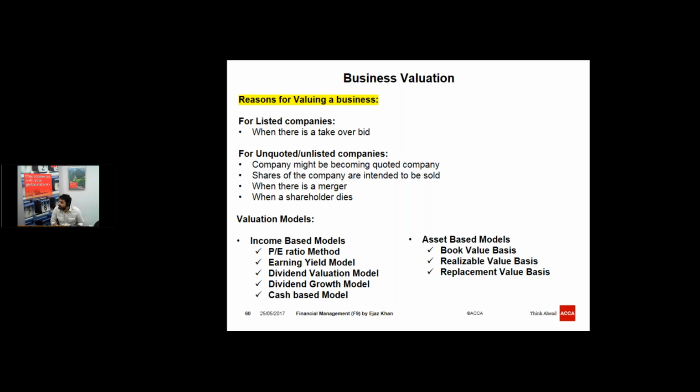Sir, is dividend policy tested? The dividend policy is part of business finance, the sources of finance, so it will be discussed there. Yes, it will be examined.